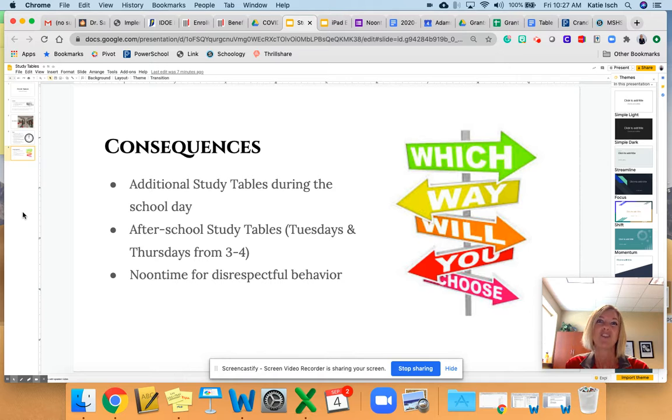Okay, last little piece here is consequences. You choose your behavior and you choose what's going to happen. And so if you choose to not get your homework done, you just need to know that there's going to be a consequence at study tables. If you don't work well during study tables, you could possibly get an additional study tables. You know how those rack up. Eventually, you're going to get after school study tables, which are on Tuesday and Thursday from 3 o'clock to 4 o'clock, and you might be there every Tuesday and Thursday. And then, of course, you can get a noontime for disrespectful behavior. Hopefully that answers all of your questions and you get that homework done because homework is important. It's how we practice and learn.